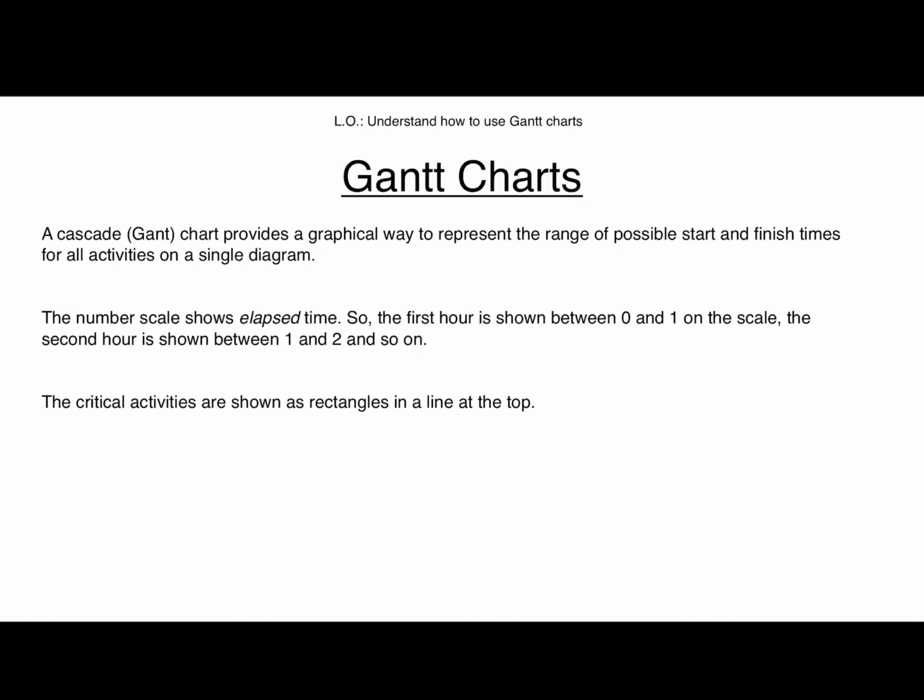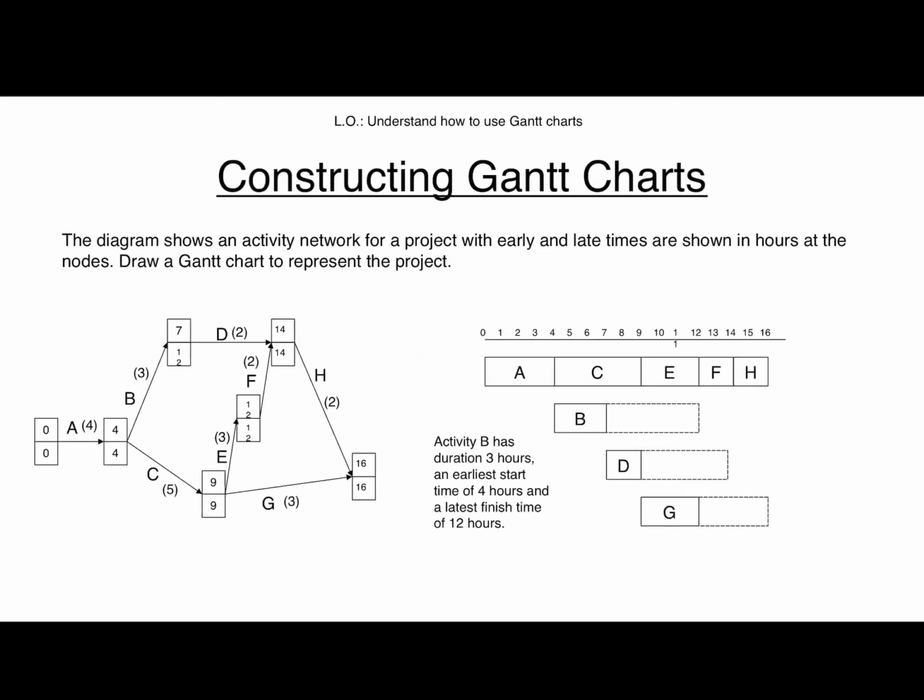And then we're going to split our activities in rows, and the top row is going to represent the critical activities. So let's see these with an example. Here you can see, forget about the bit on the right for now, just look at the activity network here. We've got a series of activities A, B, C, D, E, F, G, H.